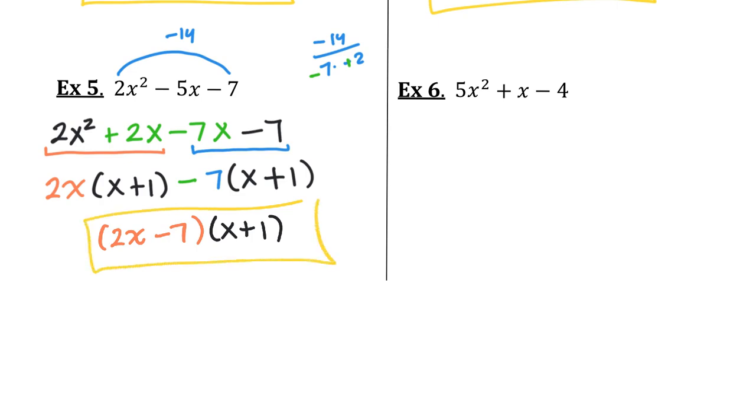Okay, let's do one more. Let's see. There's an a in the front of x squared, so that's negative 20. What do I think? 10 times negative 2.